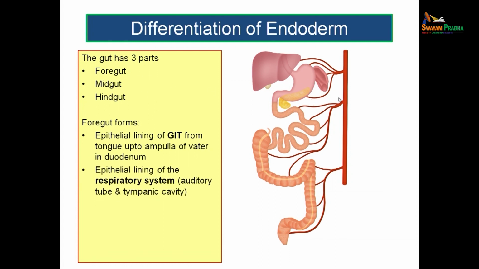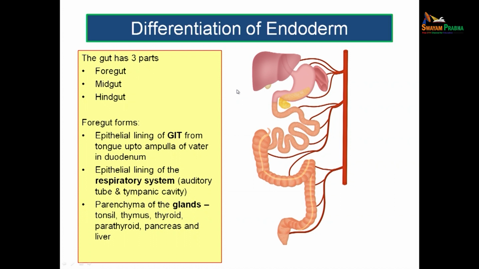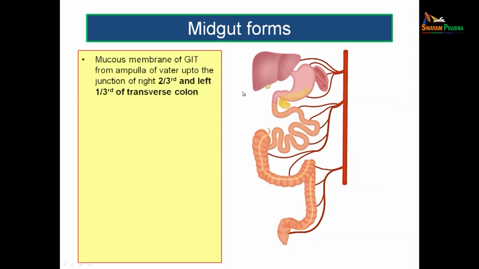And apart from the GIT, the endoderm also gives rise to the epithelial lining of the respiratory system, the auditory tube, and the tympanic cavity. We also get the parenchyma of the glands, the tonsil, the thymus, the thyroid, parathyroid, pancreas and liver, all of these derived from the endoderm, especially the foregut region.